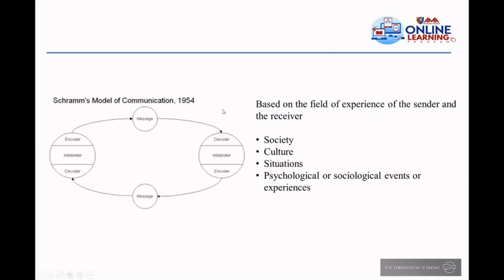Okay, based on the field of experience of the sender and the receiver. The transmission of message is based on the field of experience of the sender and the receiver. What kind of field of experience? According to the society they are into, culture they belong, the situations they are in at the moment of the communication process, psychological or sociological effects or experiences. Past experiences about the message. Either it is about the cognitive aspect, the knowledge, or the situation or the experiences that they have been before.